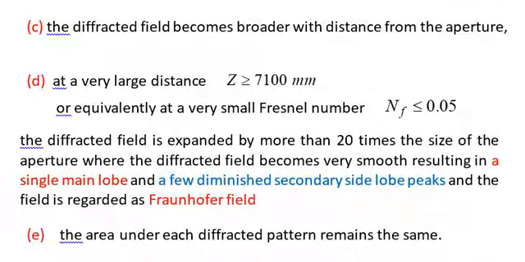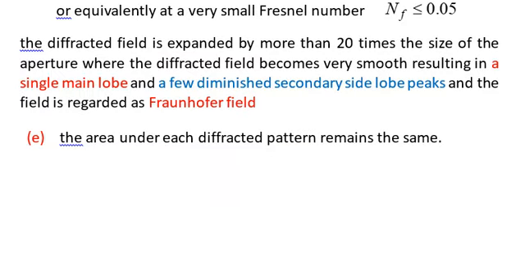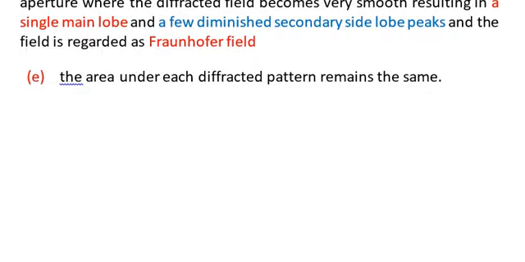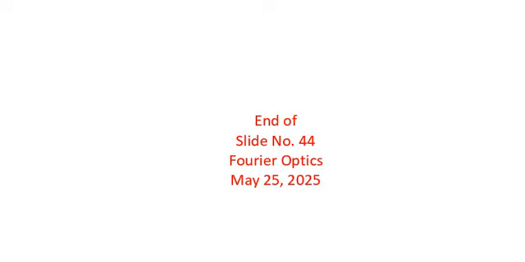So the diffracted field is expanded by more than 20 times the size of the aperture, where the diffracted field becomes very smooth, resulting in a single main lobe and a few diminished secondary side lobe peaks, and the field is regarded as a Fraunhofer field. And E is that the area under each diffracted pattern remains the same. So this is the end of slide number 44.